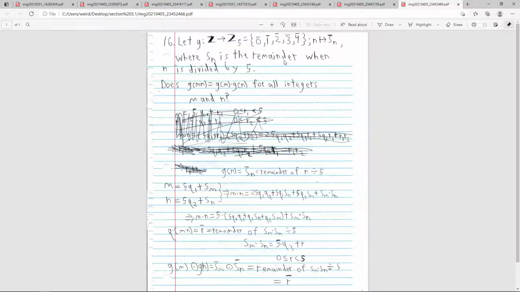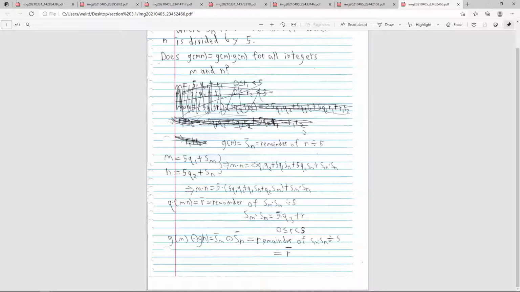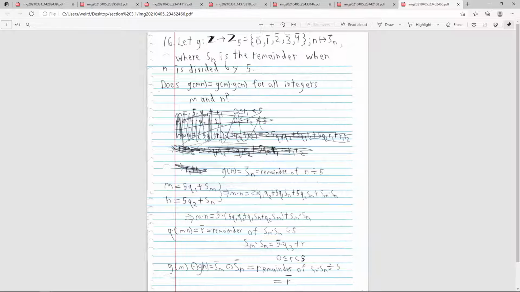And finally, let g be the map from Z to Z5, so it's the set of integers to the set Z5, where Sn is the remainder when n is divided by 5. It's this modular type idea. Show that g of mn equals g of m times g of n for all integers m and n. And to solve this, you basically set it up. It all fits on a page.